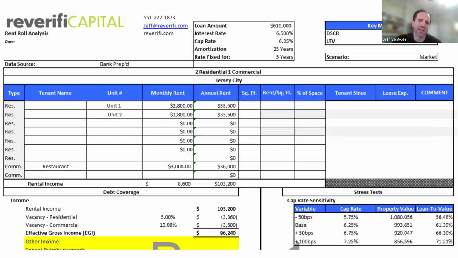Well, the first thing is real interest rates in today's market environment are closer to 6.5%. So we dropped the interest rate from 7.5% to 6.5% to make up for market volatility. And we actually put the property's rent at fair market rent. So we increased unit 1 to $2,800. We assumed unit 2 would also be rented for $2,800. And we increased the restaurant's rent from $2,500 to $3,000 because that lease is coming up next year.